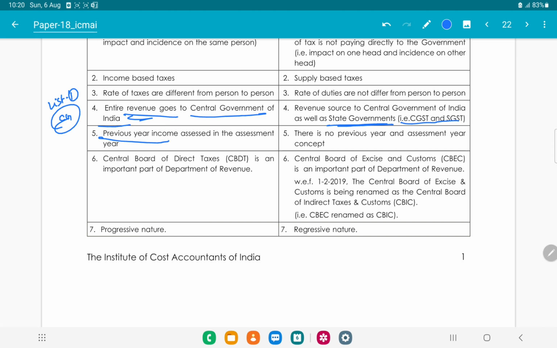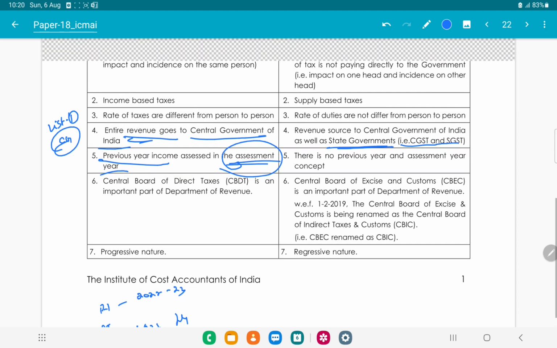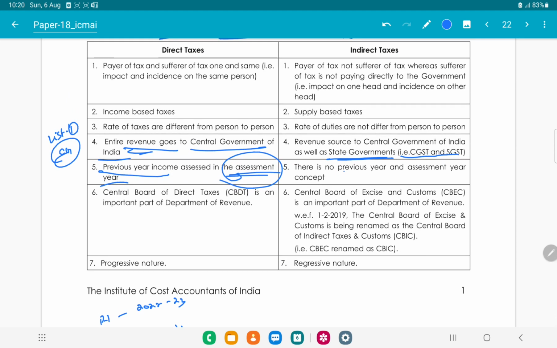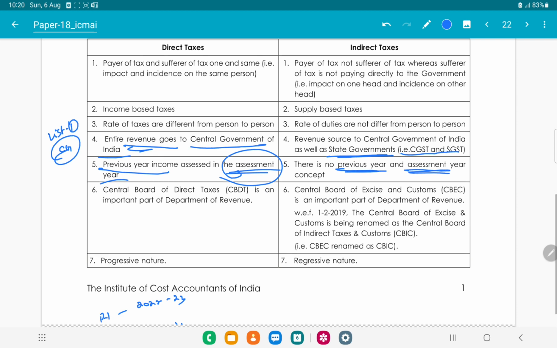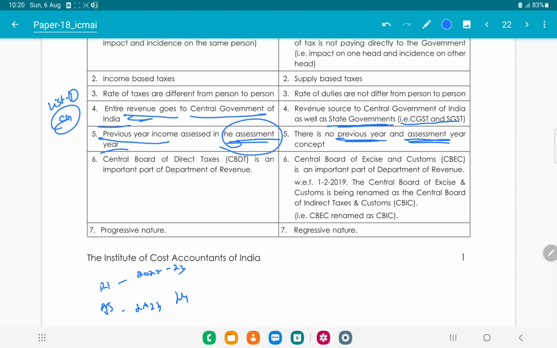Here previous year income is assessed in the assessment year. We are going to cover this in our direct tax subject also. Previous year income whatever you have earned will be assessed in the assessment year. So what is previous year? What is assessment year? It is a period of 12 months. So here previous year is 22-23 and assessment year is 23-24. Here there is no such concept, previous year and assessment year concept is not there.